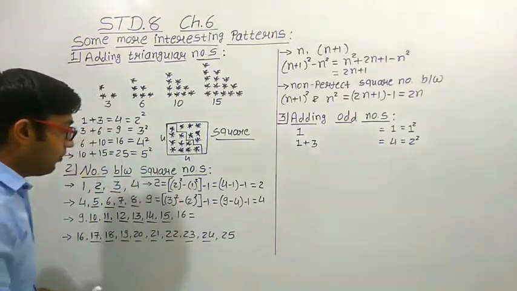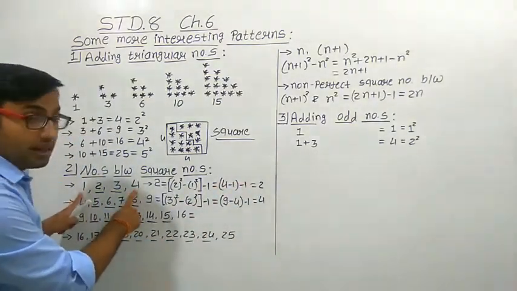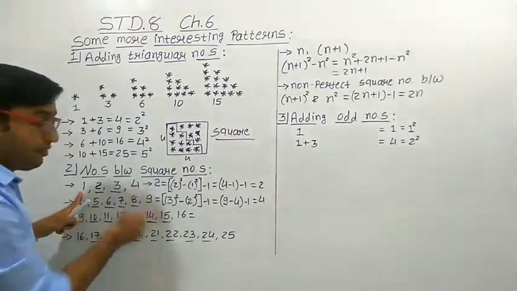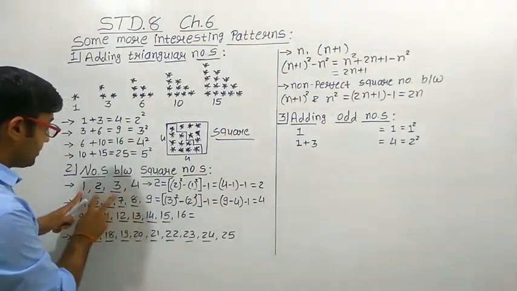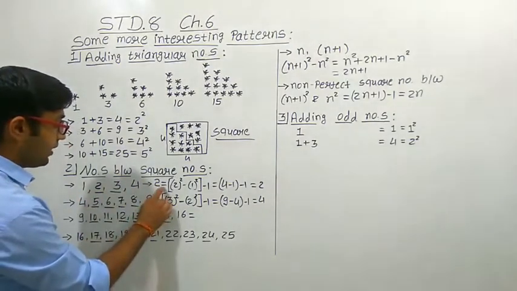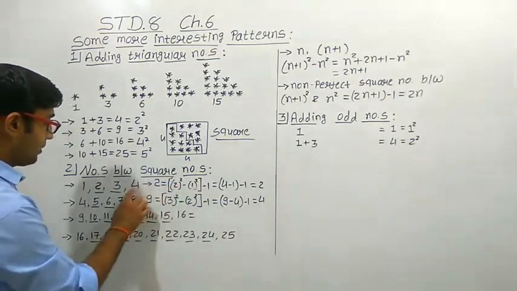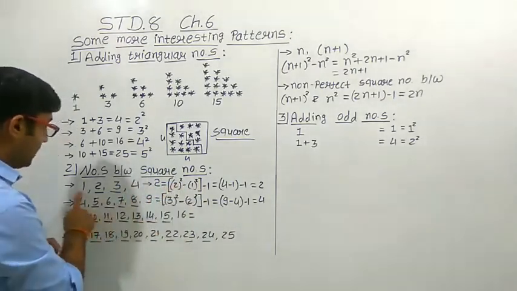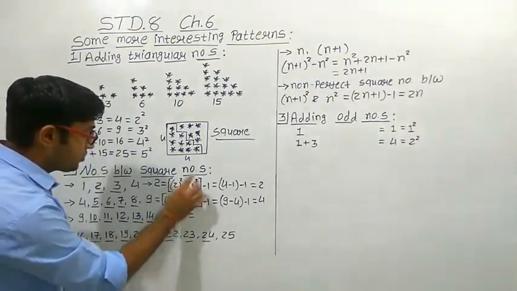So see, here what will happen? 1 and 4 are perfect square numbers. In between there is no perfect square number. So consider how many numbers we get here? 2. So see how we can write down 2. We can write 2 equal to, in the bracket, 4 is what? 2 square. 1 is what? 1 square. Subtract both of them. 2 square minus 1 square.